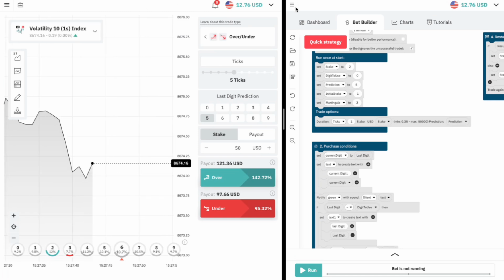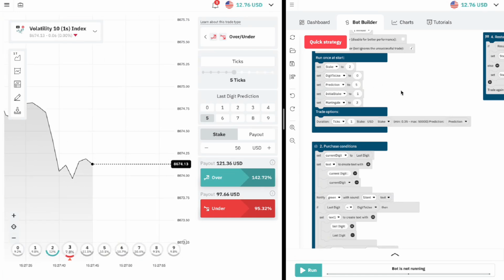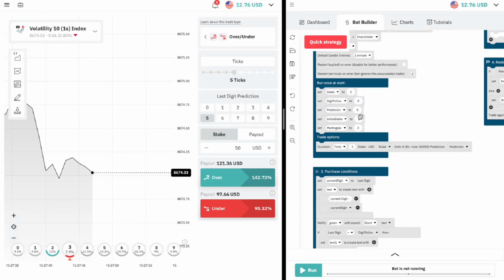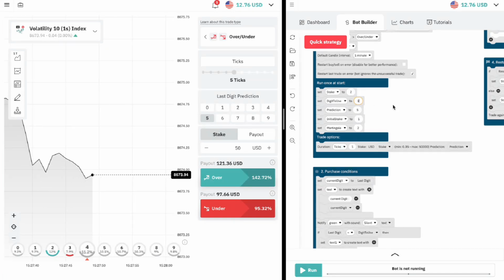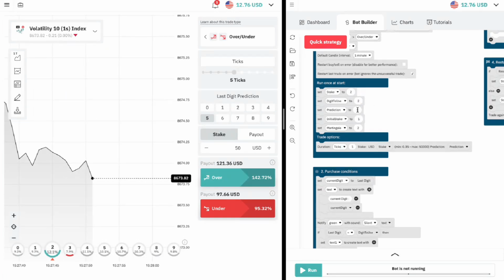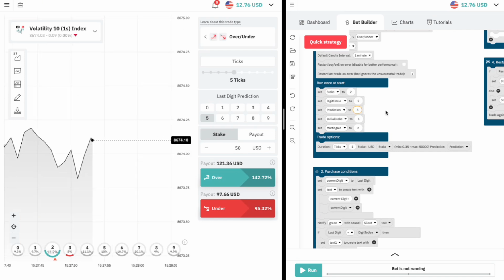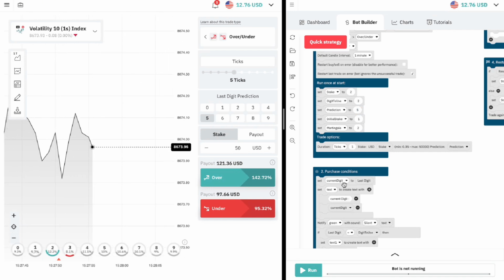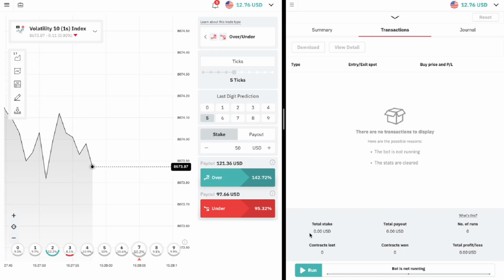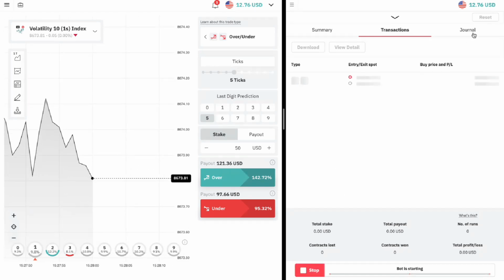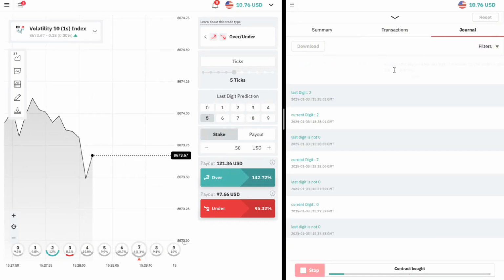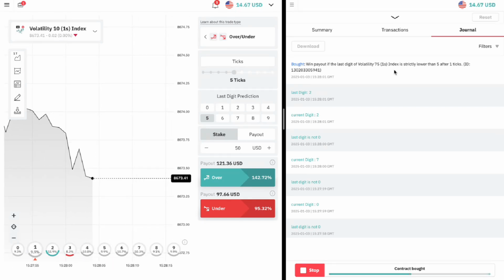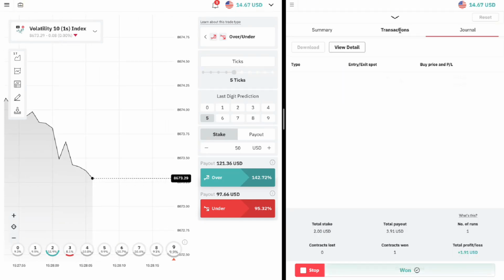While we're here, let's make this test. So what I want to do is change this prediction digit to 2 and change prediction to over 5. Okay, so if it touches 2, go to over 5. Let's see. So this might be risky, but let's see.